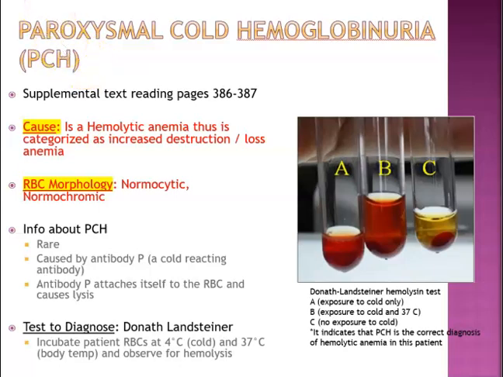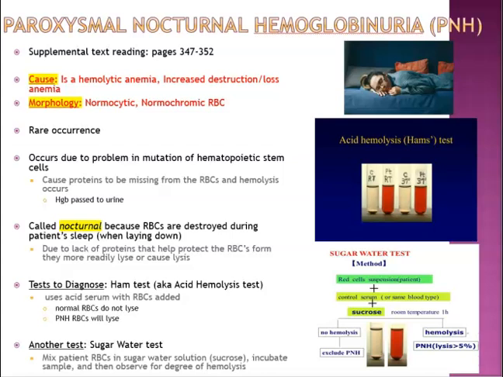We have a cold antibody. Next, we have paroxysmal nocturnal hemoglobinuria, or PNH. The cause is an increased destruction or loss of red blood cells. Again, this falls under our hemolytic anemia category. The morphology is normocytic, normochromic.